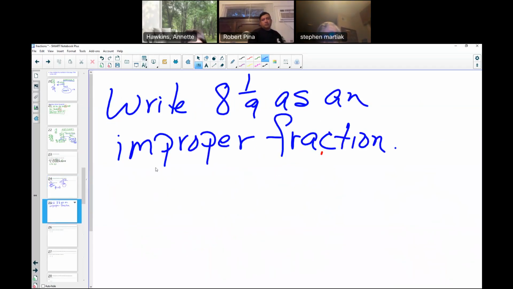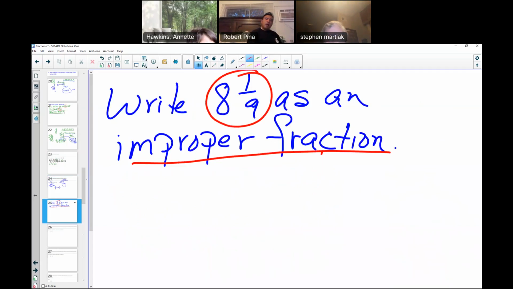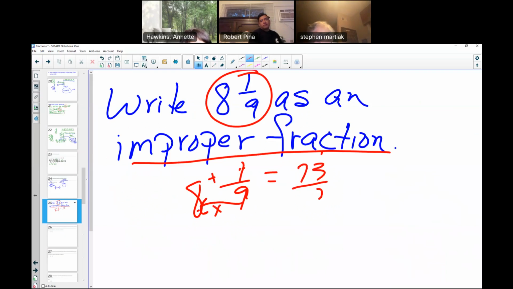All right, let's reverse ourselves. We want to take this mixed number and we want to write it as an improper fraction. So how do we do that? We say 9 times 8 plus 1. So 9 times 8 is 72 plus 1 gives me 73. So this is 73/9. Okay? So this is interchanging mixed numbers and improper fractions.